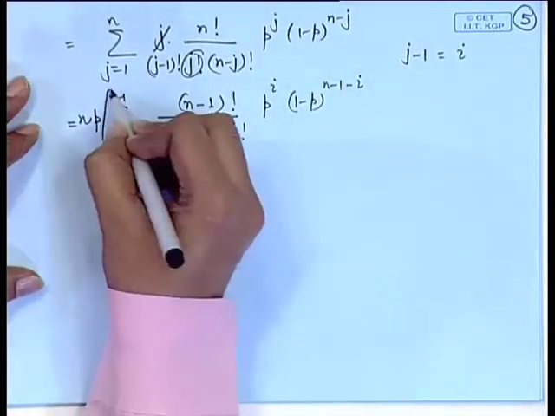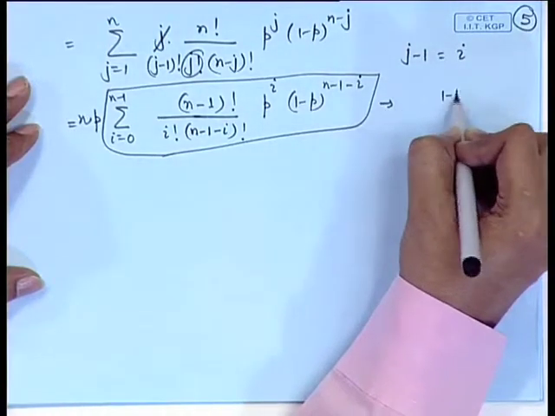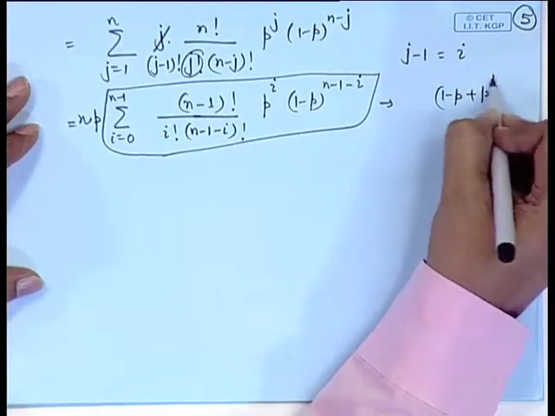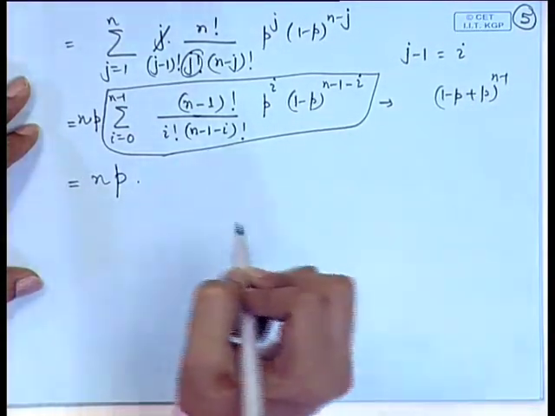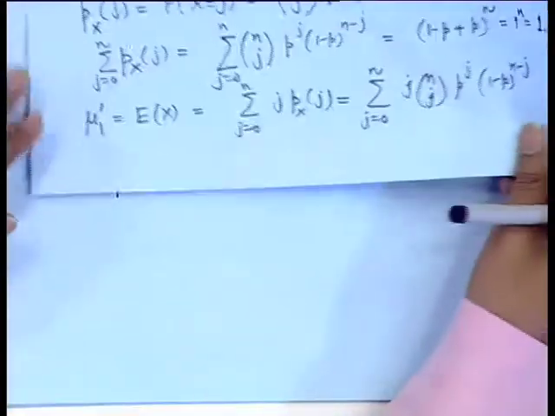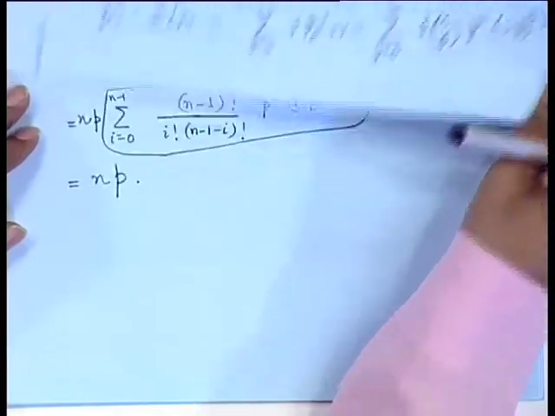If you look at this term, it is the expansion of (1 minus p plus p) to the power n minus 1, which is 1, and therefore, this summation reduces to np. So, the mean of the binomial distribution is np, which is understandable, because if the probability of success in one trial is p, then out of n trials, what is the expected number of successes? It must be n into the probability of success in each trial, that is np.